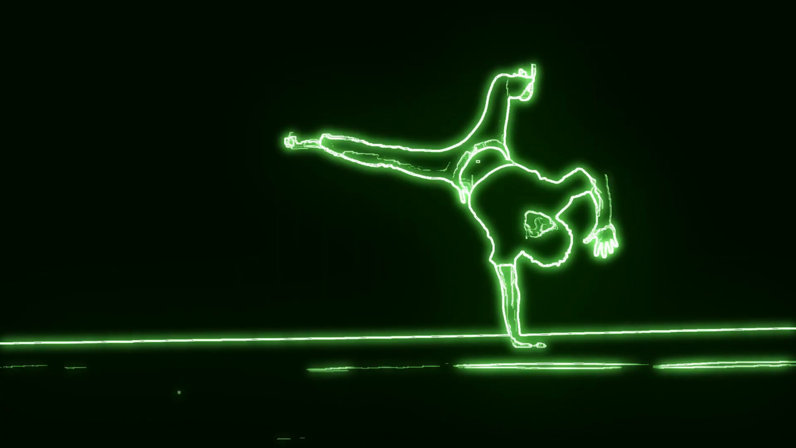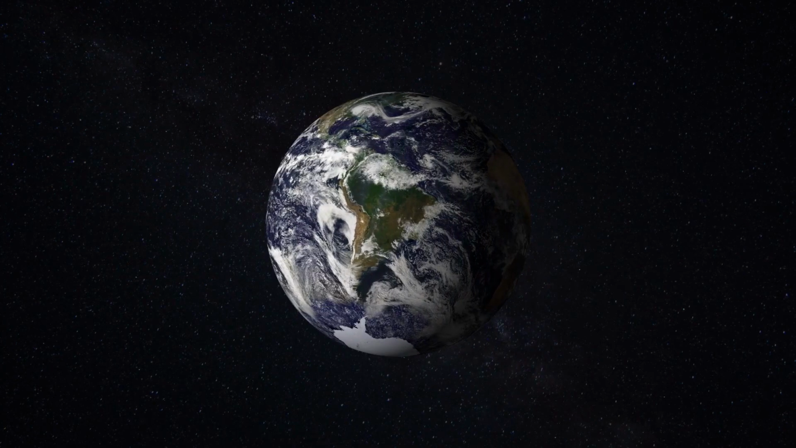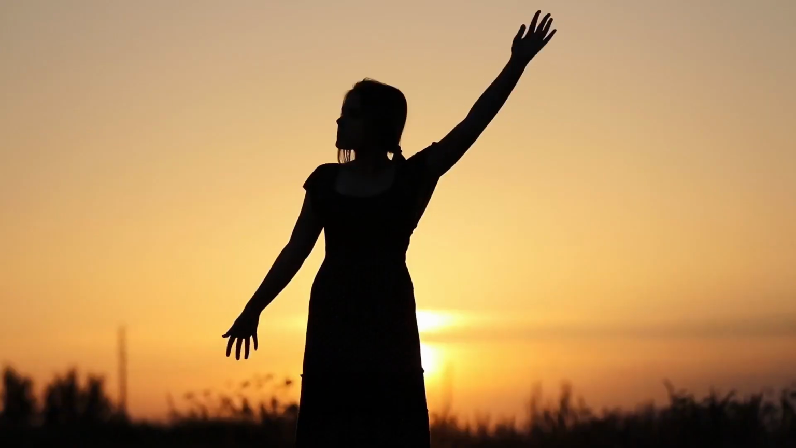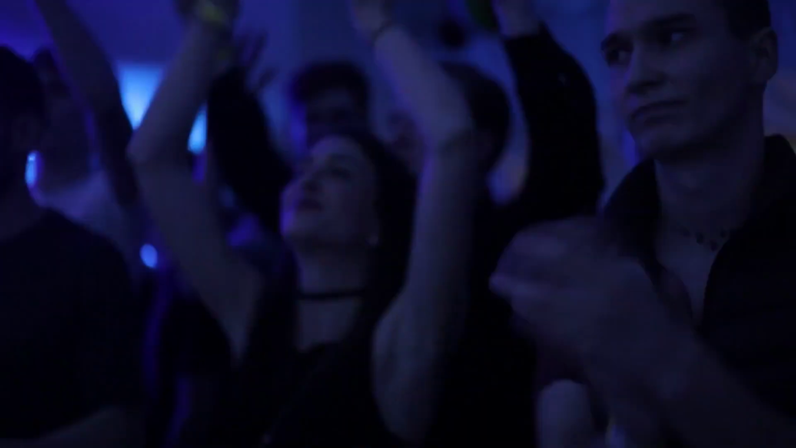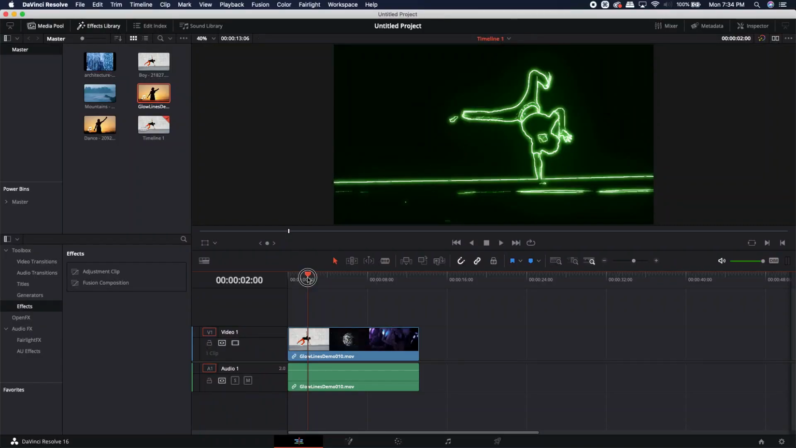Hey guys, CB Super. I made a new tool. It's called the Glow Lines. It's very similar to the CB Alpha Glow. What it does is it takes any video that you put in and it simply creates an outline and then it adds glow to that outline.